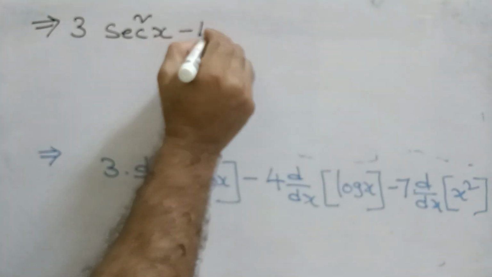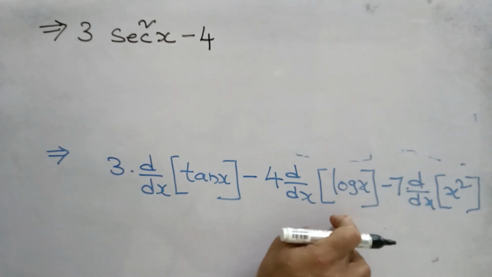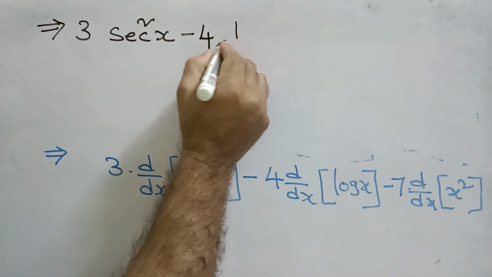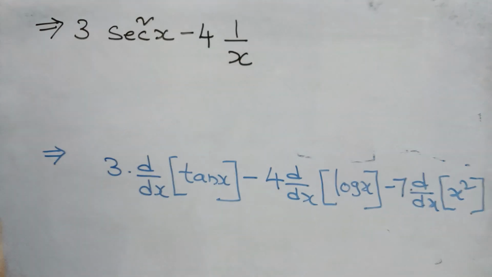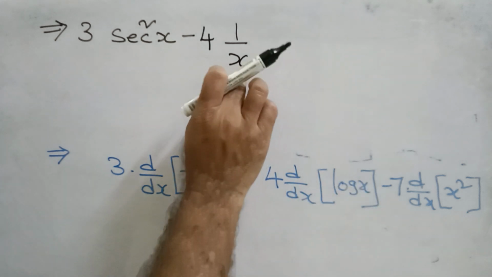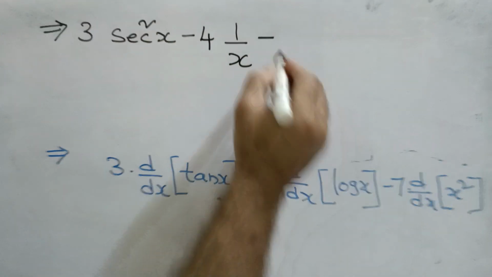Minus 4 into d by dx of log x. This is another important formula to remember. The derivative of log x is equal to 1 by x. Don't note it down directly: d by dx of log x is nothing but 1 by x. Whenever log x is there, if you take the derivative, it is 1 by x. Remember this formula. Minus 7 is the constant.